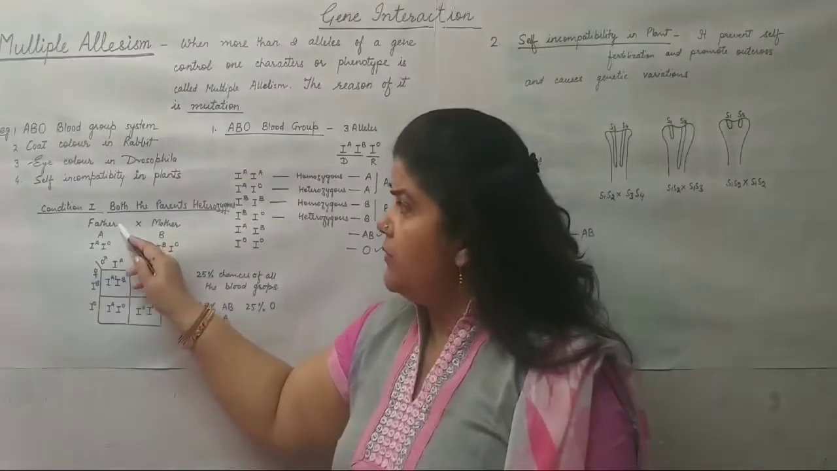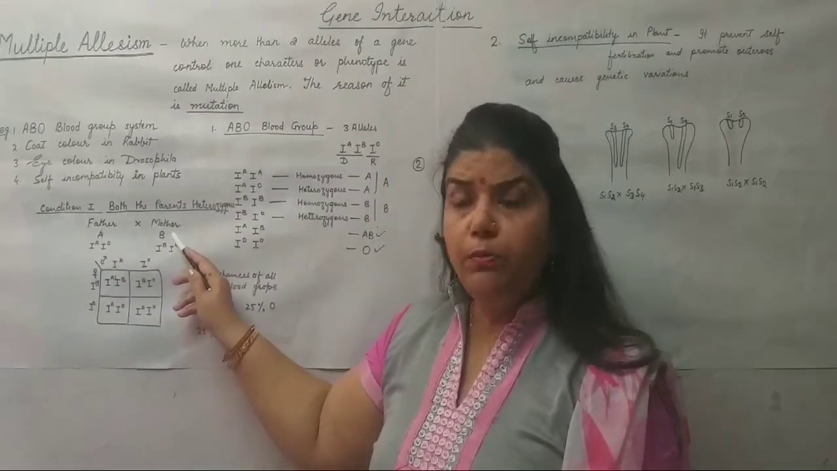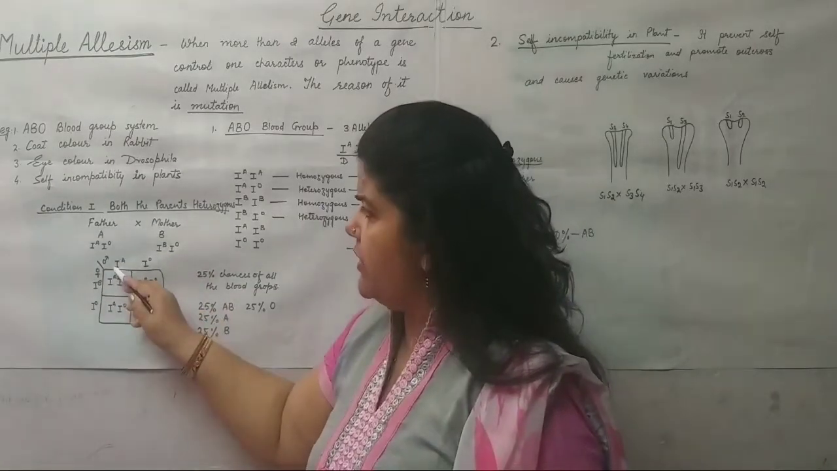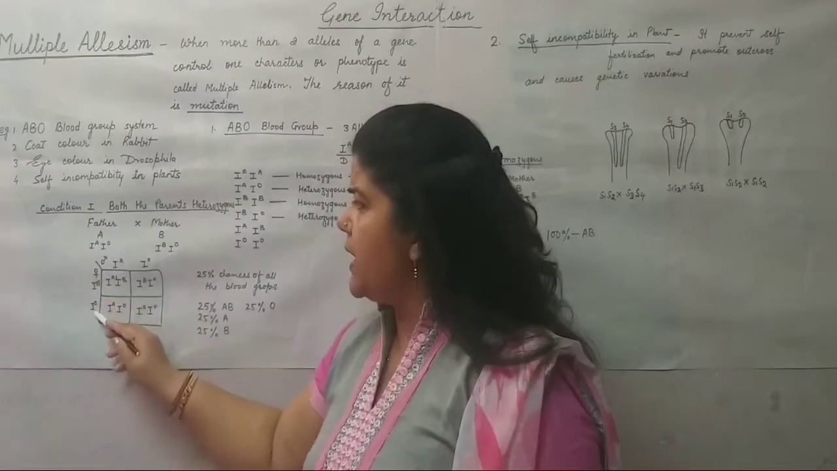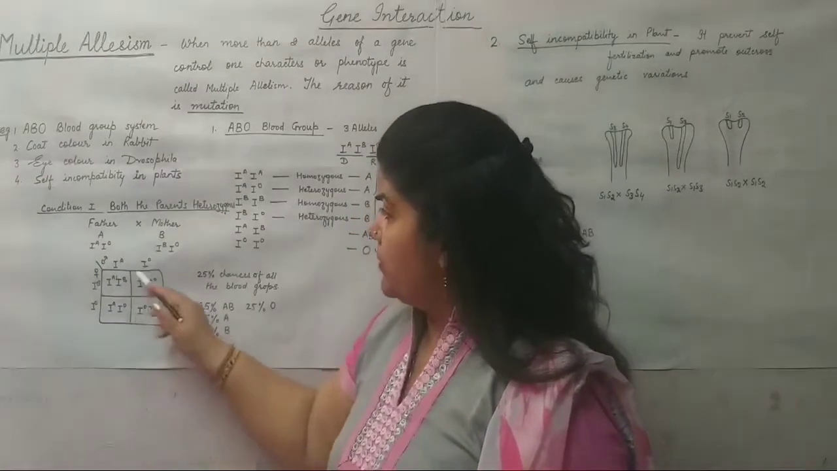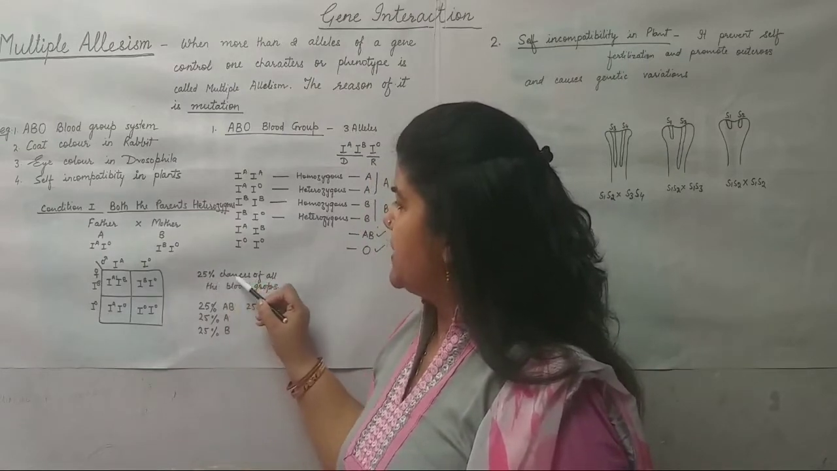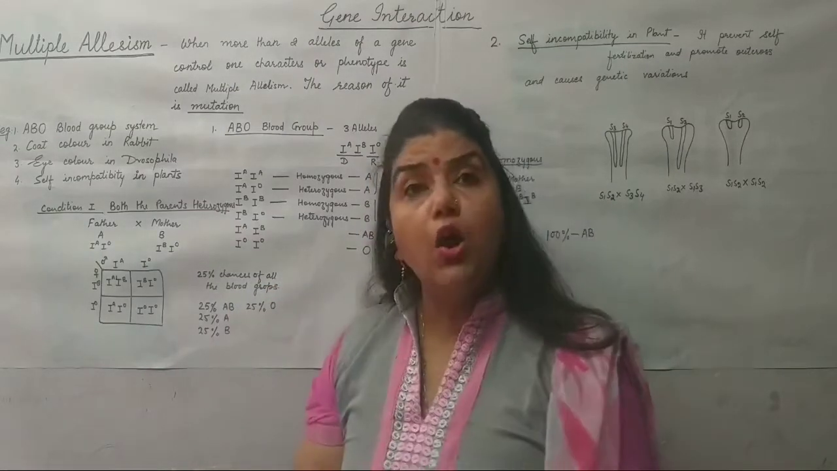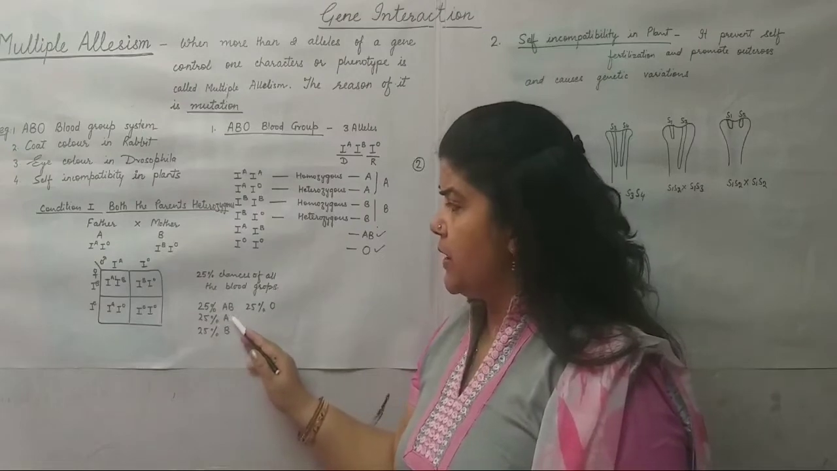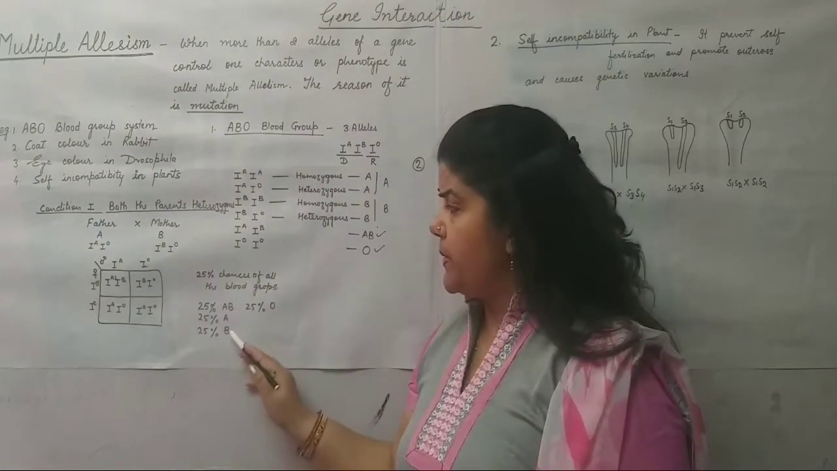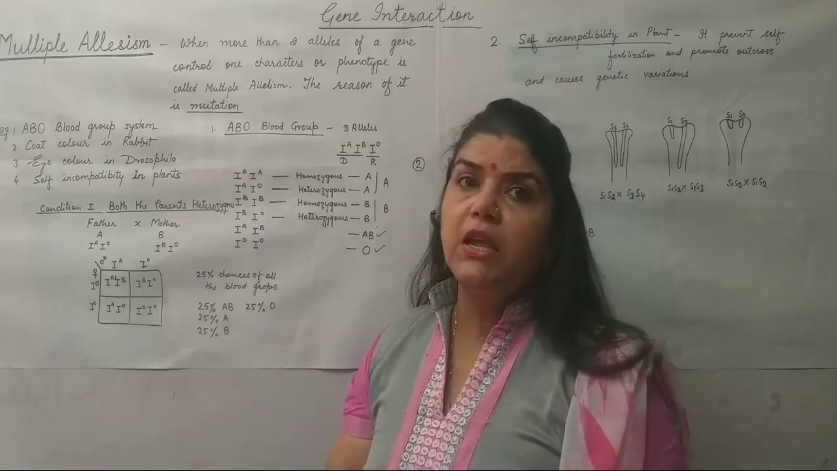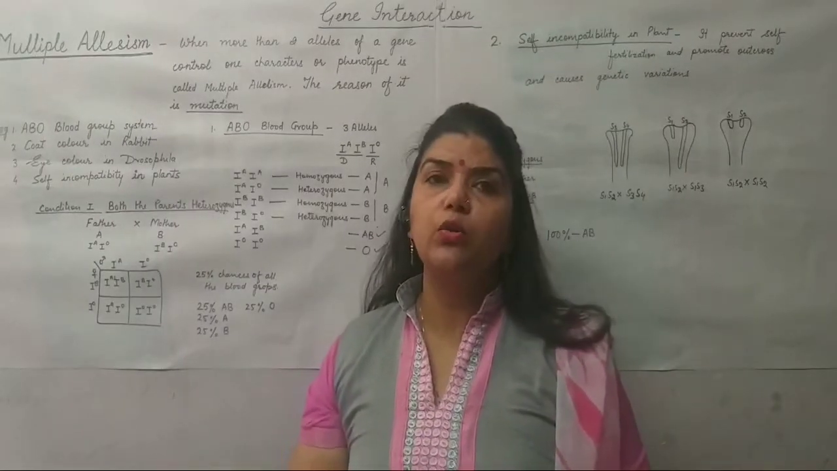Here we take a father with blood group A and a mother with blood group B. When we make a cross between them and draw a Punnett square, here we write IA, IO and here we write IB and IO. The following possibilities will be obtained. From this it is clear that there is a 25% chance of each blood group in the offspring: 25% have AB blood group, 25% have A, 25% have B, and 25% have O blood group. So all the blood groups are possible in the offspring.